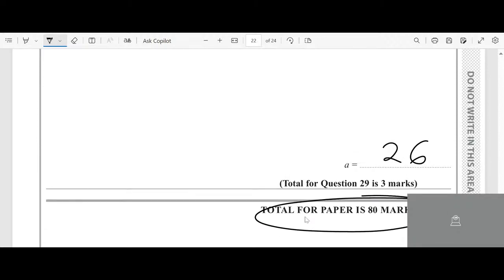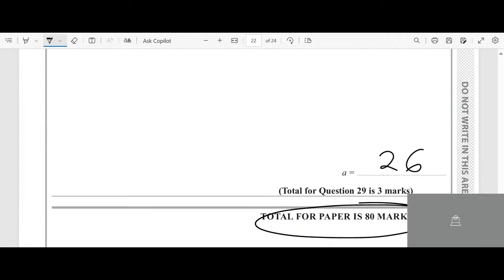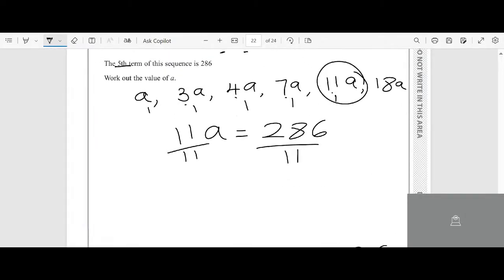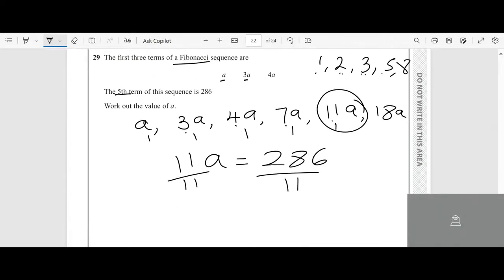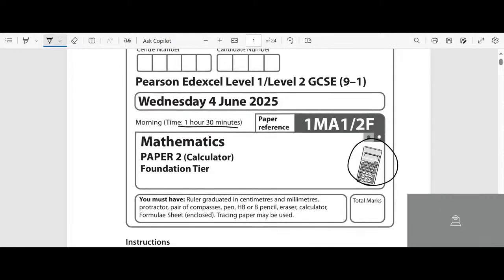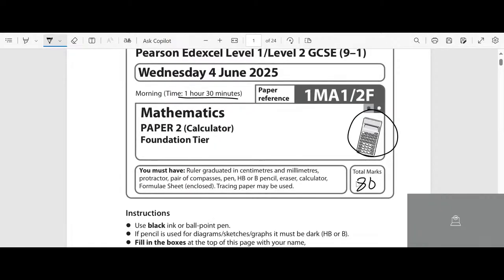Having that done, we can see that we have come to the total marks of 80. The last question was question 29. And that is how this paper was supposed to be solved. Looking forward, in our next video, we should be looking at paper 3. And by just doing that, we would have scored 80% for this.